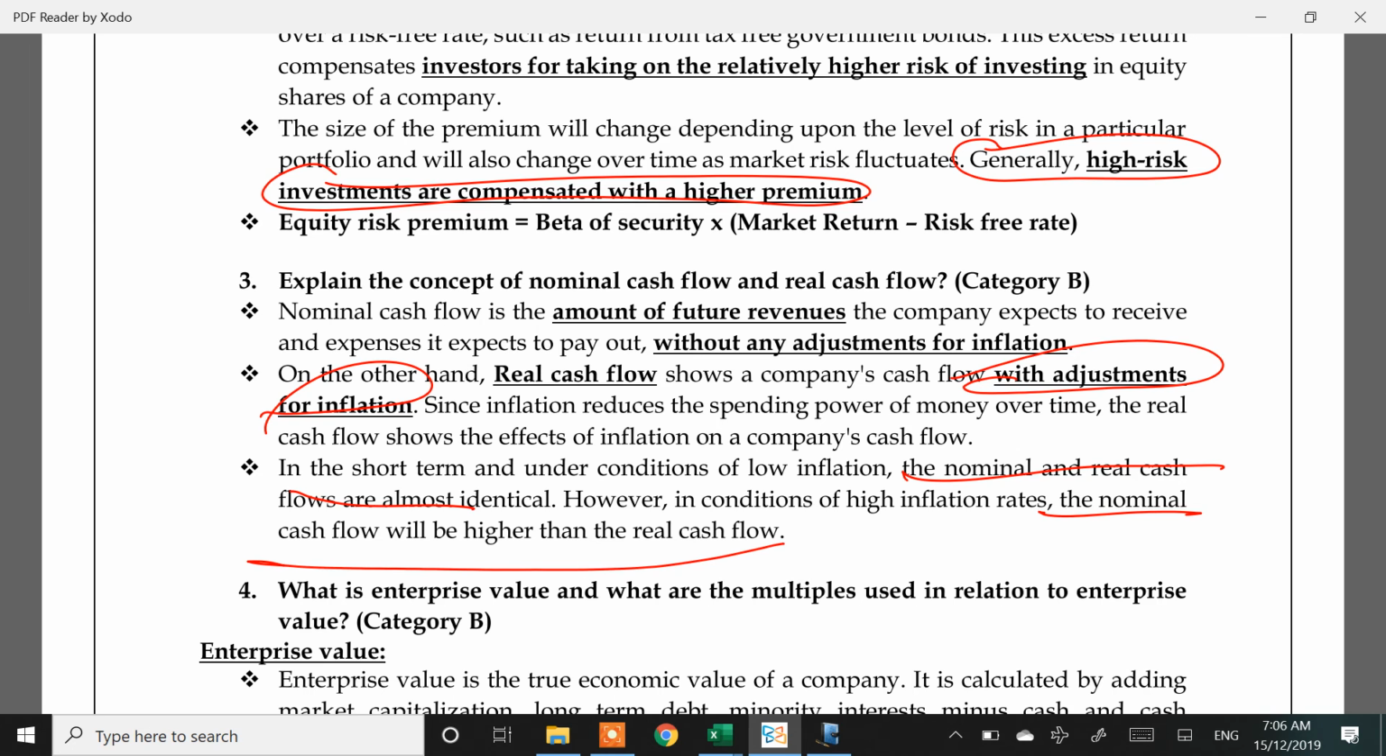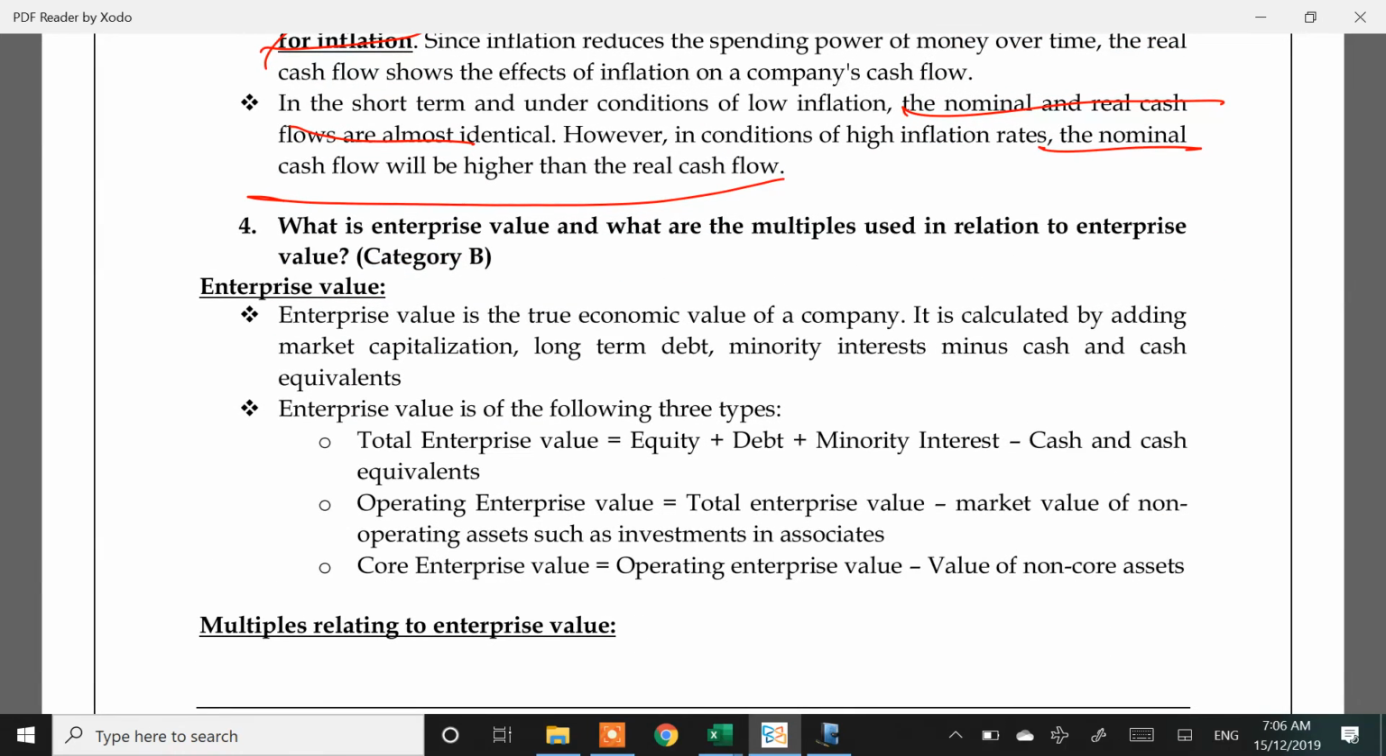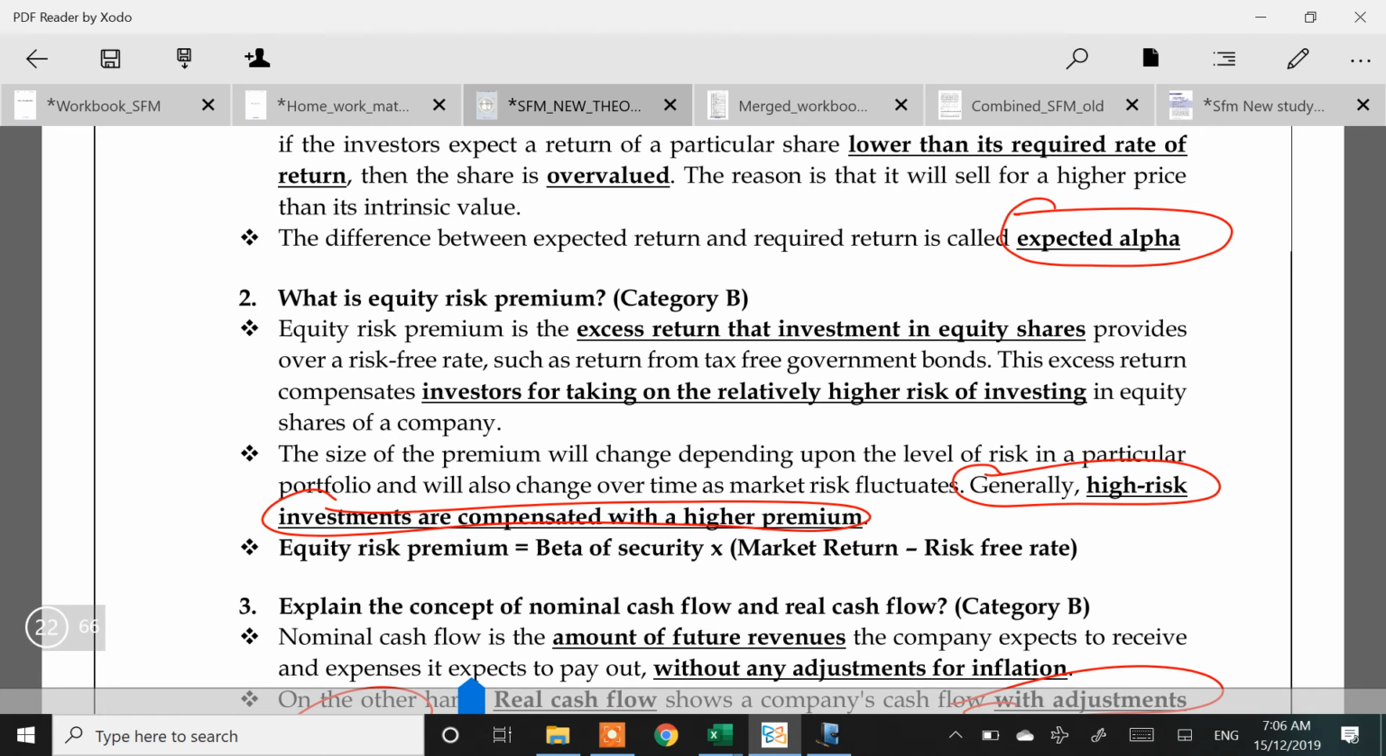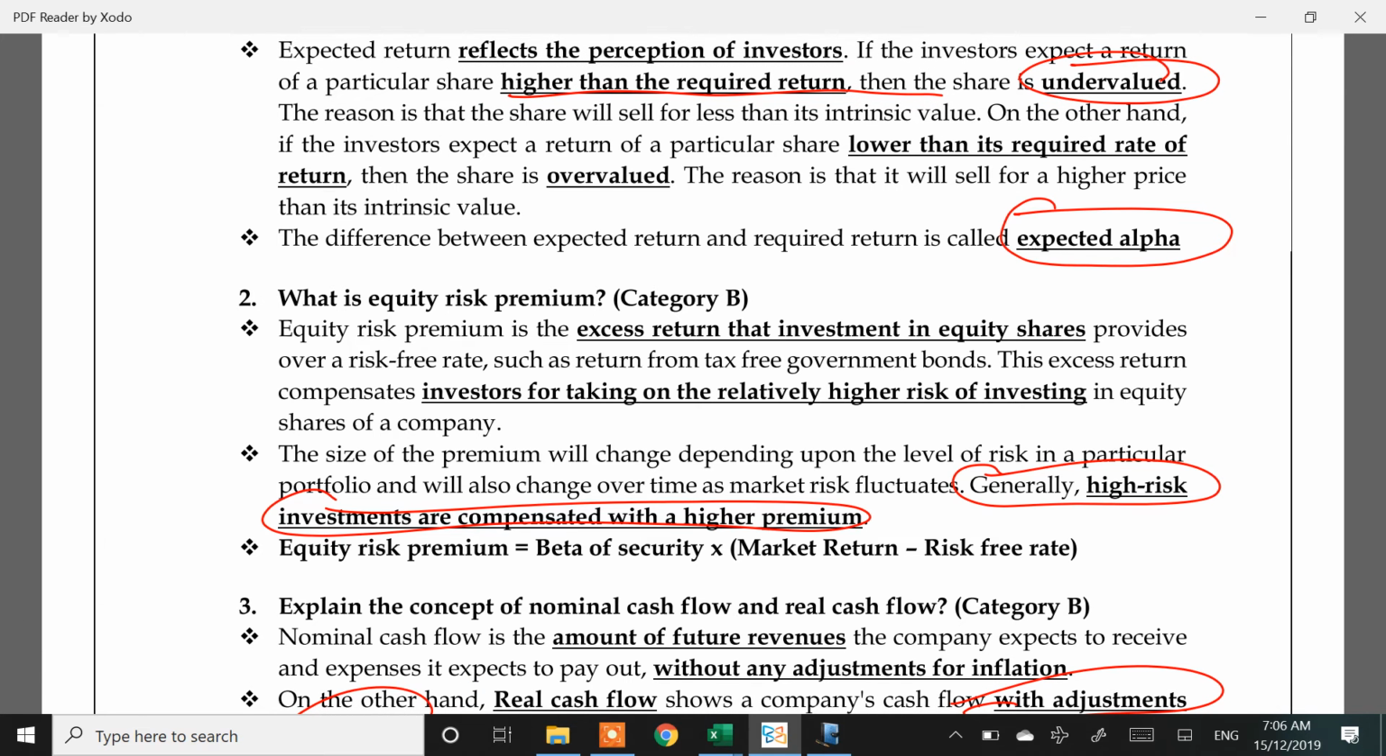Then the next concept which we are seeing is enterprise value. We had already touched upon enterprise value as part of problem solving also. Enterprise value is basically the true economic value of a company. Normally when I'm valuing a company, I should be putting a value for debt as well as equity of the company. In most concepts of finance, the owners of the company are not only the equity shareholders, they are also the debt holders, because they have a keen interest that the company should perform well. If a company is not performing well, equity guys will lose their money, debt guys will also lose their money.